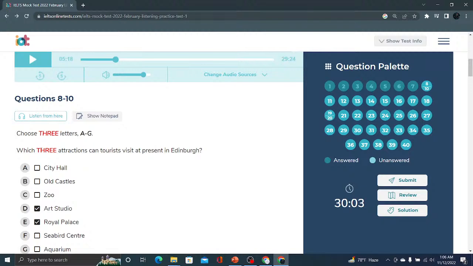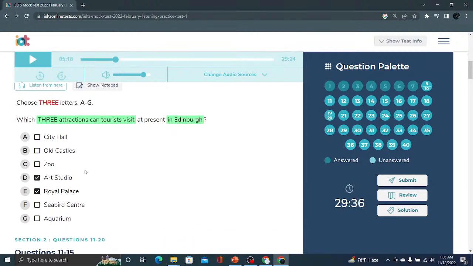Okay, which 3 attractions can tourists visit at present in Edinburgh? Okay, let's listen.